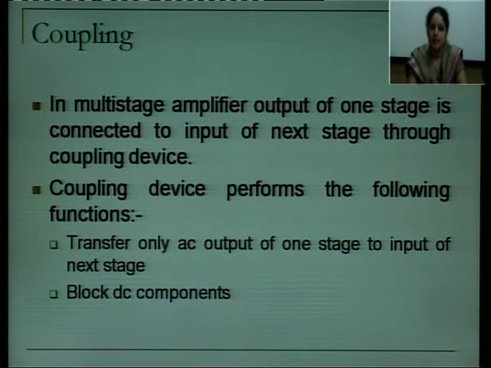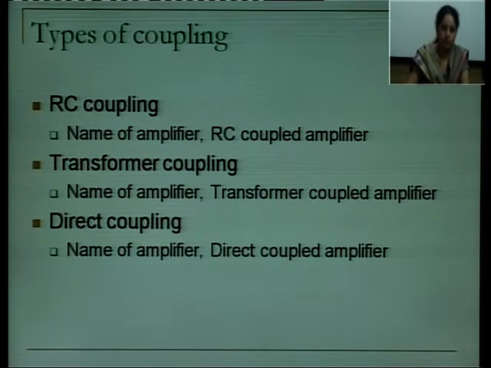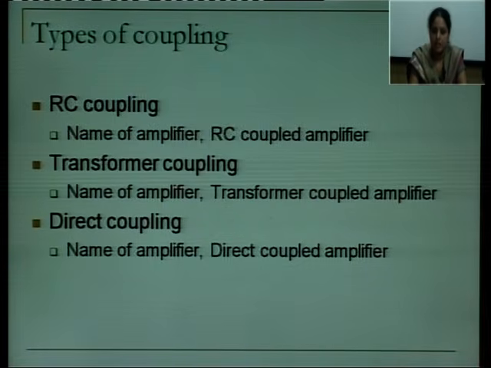Now, these coupling devices perform the following functions: they transfer only the AC output of one stage to the input of the next stage, and they block the DC components, that is, no DC components are allowed to pass from the first stage to the second stage. Only the AC output of the first stage is allowed to enter the next stage. The coupling is done to interact the two stages.